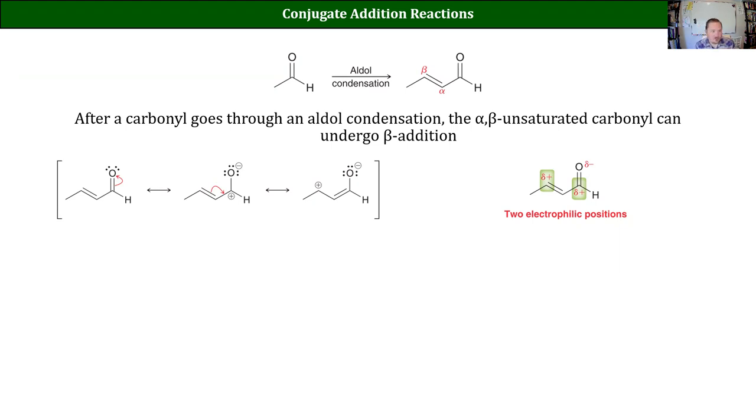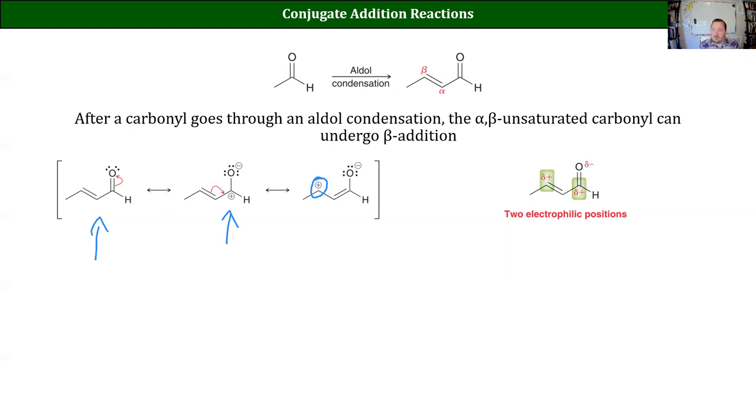Once we see the alpha beta unsaturated carbonyl, we have a couple different reactions that can happen, because we wind up with two different partial positives on this molecule. Here's the neutral state, which is the most stable resonance structure. But there's also a resonance structure that puts a positive charge on the carbonyl carbon and a negative on the oxygen. And that has a resonance structure that puts a positive charge on the beta carbon. So your alpha carbon can act as a nucleophile.